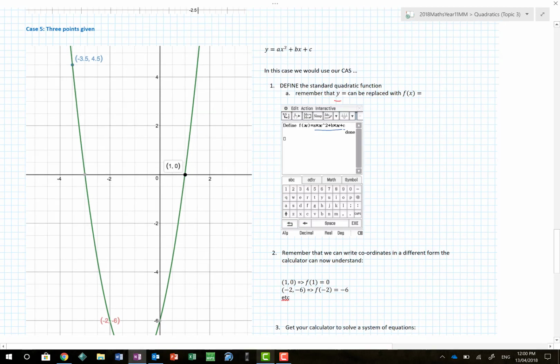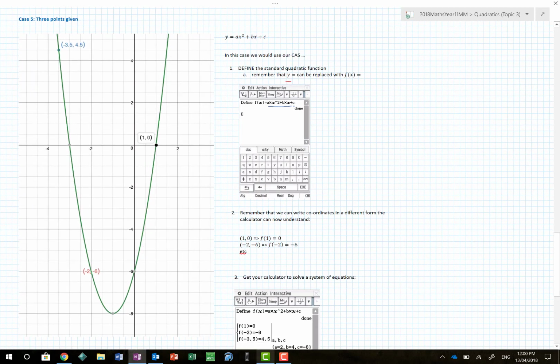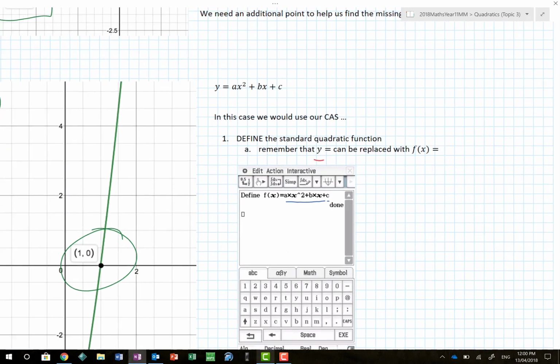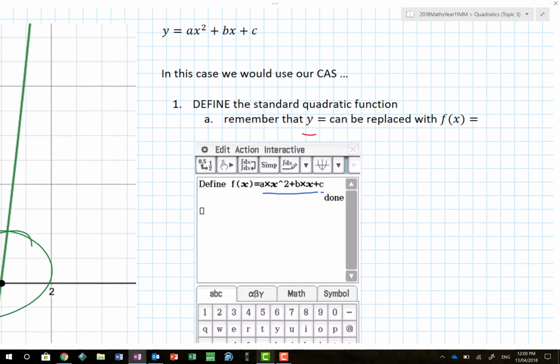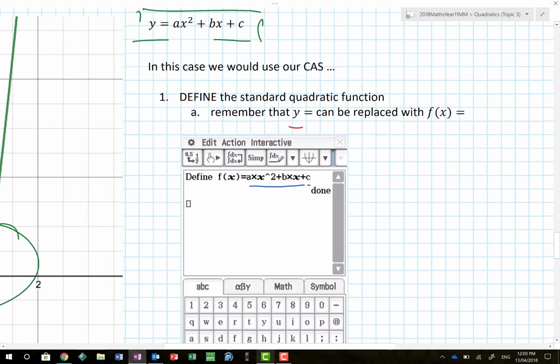Let's just zoom out so I can see my whole graph at this moment in time. There we go. So I've got this function. I've got minus 3.5, 4.5. I've got 1, 0. Actually, that's all the information they need to give me to help me find a quadratic. Remember, the general form of the quadratic is ax squared plus bx plus c. Here, I've got 3 unknowns. I'm going to actually use our CAS to help us find this.